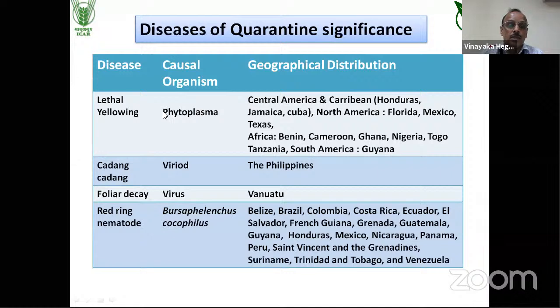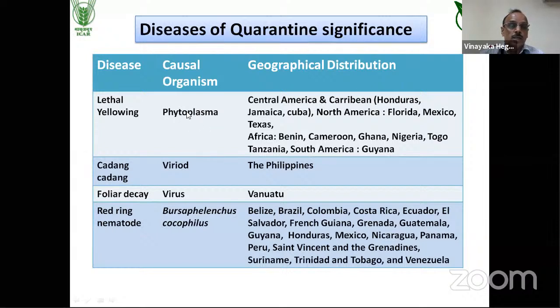Whereas in India, the phytoplasma disease is not killing the palms immediately. So it is a debilitating disease, so we are able to manage. Whereas in the case of lethal yellowing, it is very difficult to manage. Once it comes, within a few months the whole tree will be killed. So that is why we have to be careful.